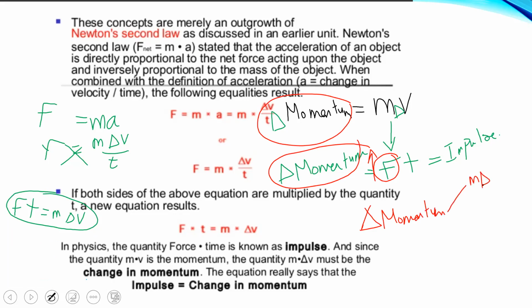m delta v and F t. So if you want to make a big change in momentum, you apply a greater force. Apply a greater force, that means you make a big change in momentum.